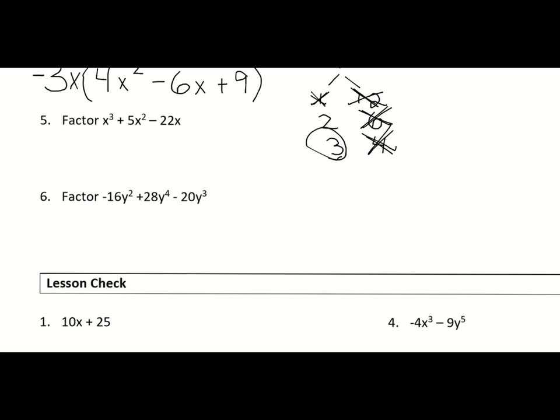So if you factored number 5 correctly, you would have factored out an x, and that would have left you with x squared plus 5x minus 22.